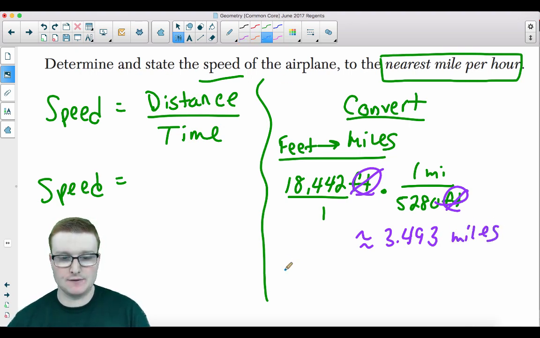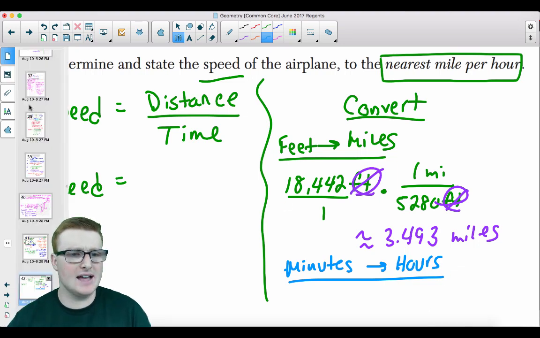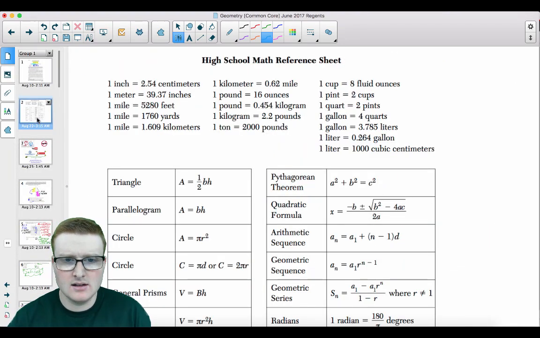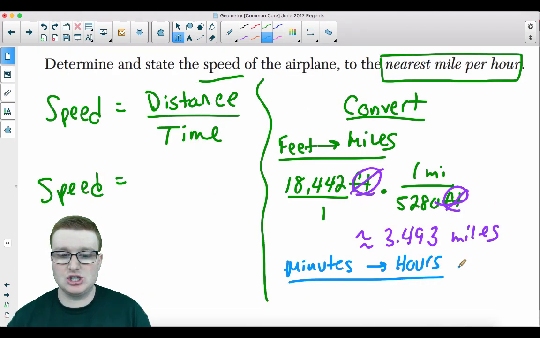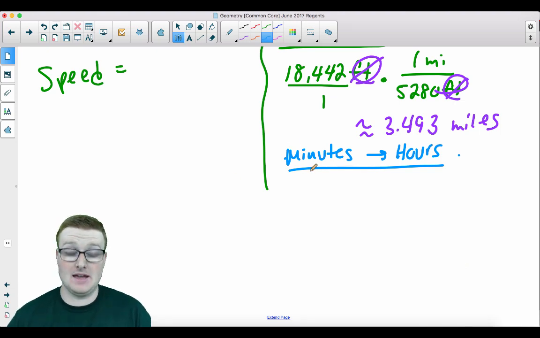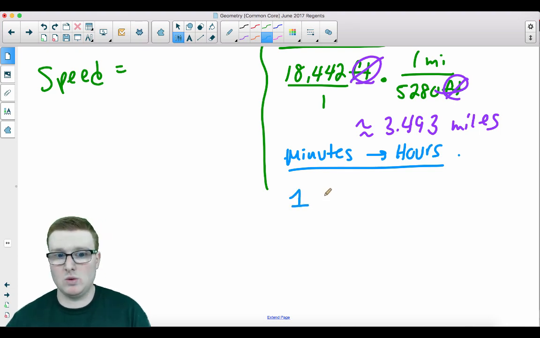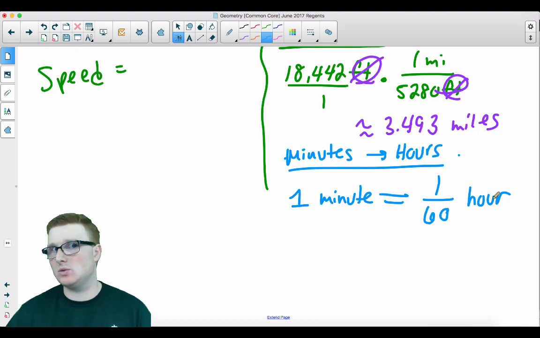Now, the second thing that you need to convert is minutes to hours. You don't need a conversion chart. I don't even think the conversion chart has minutes and hours on here. No, it does not. So you need to use your everyday life skills to know that there are 60 minutes in an hour. If you don't know that, you've been sleeping all your life. 60 minutes is 1 hour. So 1 minute is equal to 1/60th of an hour.